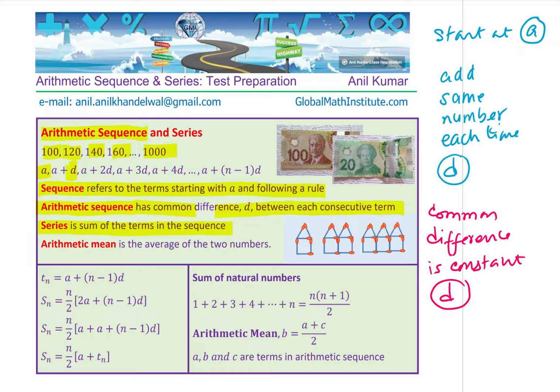Since we have added a fixed number to each term, we can actually find the average of all these. And we have many questions related to arithmetic mean, right? So let me also share with you the formulae which will be used in solving questions based on arithmetic sequences and series.